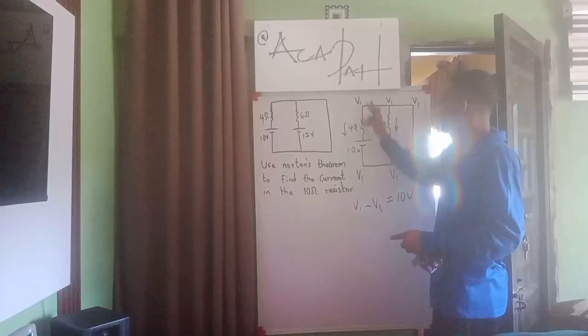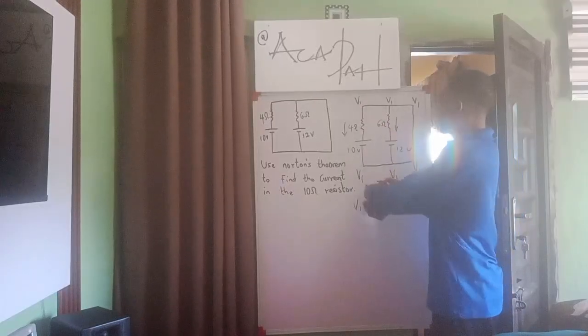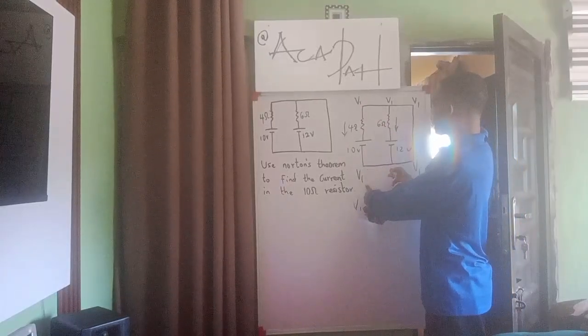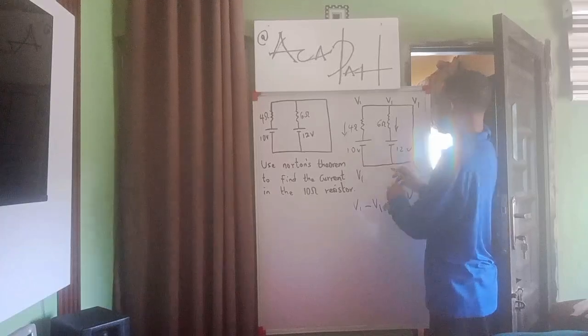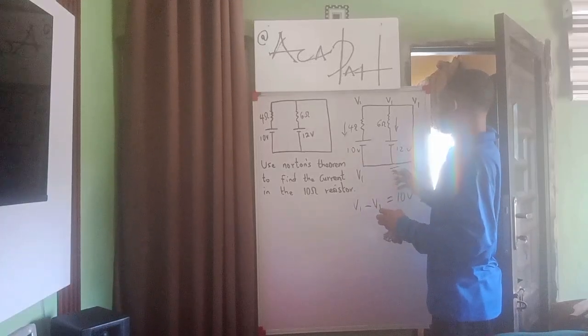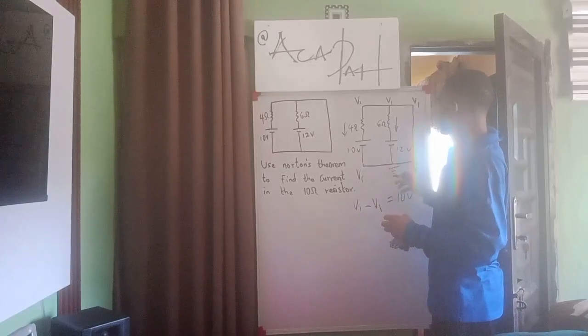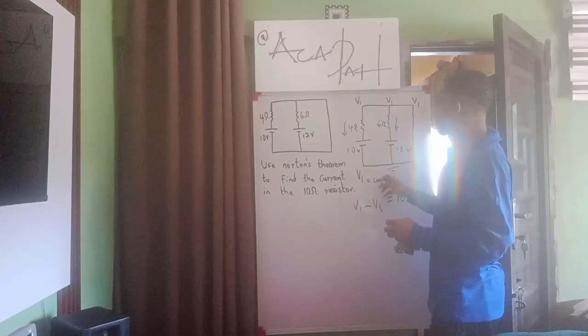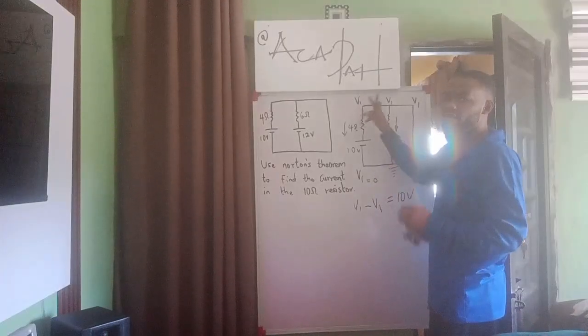And notice that this is V1 up here, and what is down here, we always choose a reference point. So let's say we choose this reference point to be ground. The voltage on ground is always 0, so V1 on this ground is 0, while V1 here is just V1.